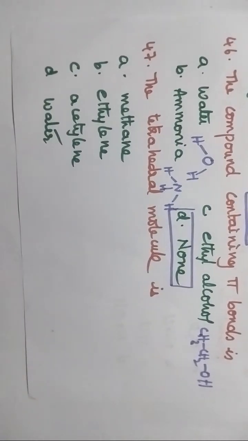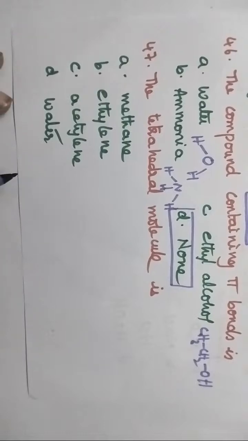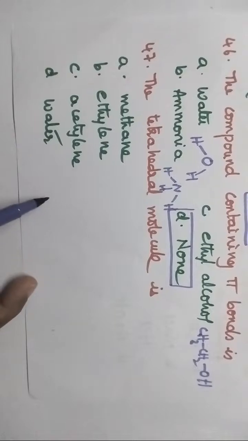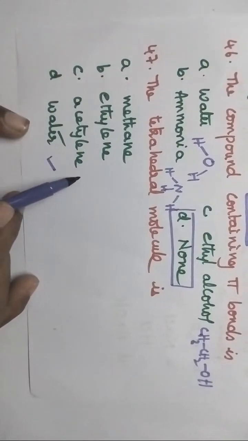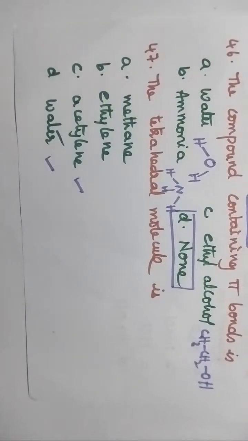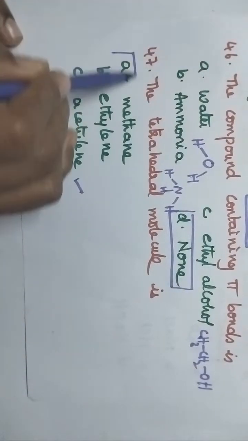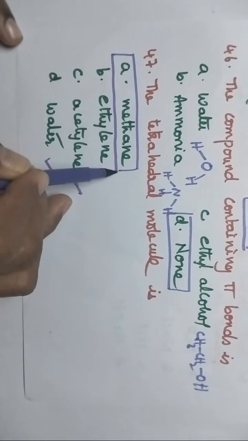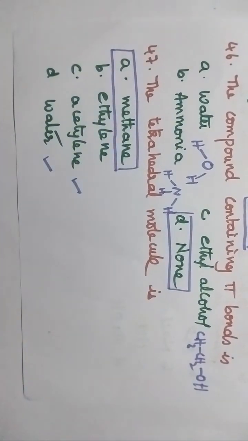Which of the following is the tetrahedral molecule? You must know the structures. Water is having angular shape, acetylene is having linear shape, isn't it? So methane is having the tetrahedral shape. So option A is the right answer.